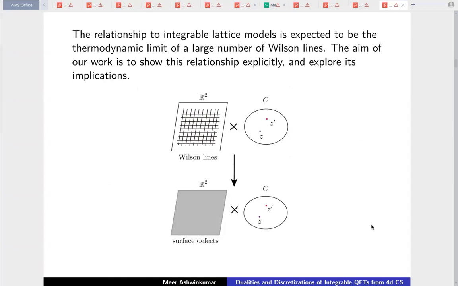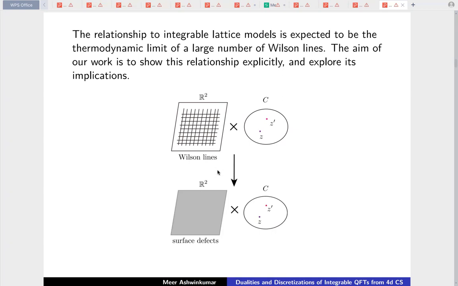But the question that I want to address in today's talk is really, what is the relationship between these integrable field theories that one realizes using these surface defects and the lattice models we saw earlier? Earlier we saw that using Wilson lines, we can realize integrable lattice models studied in statistical mechanics. If you have many Wilson lines at some point z and more Wilson lines in the other direction, all at the same point z prime, I have some integrable lattice model. Is it related in some way to integrable field theories realized using surface defects?